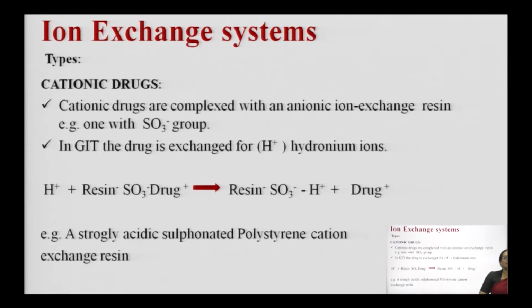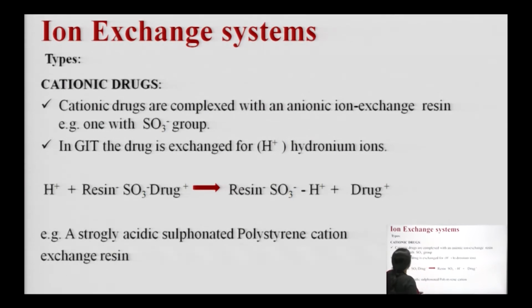Going on to the types of ion exchange systems, we have two different types, because the drugs are also of two types. We have cationic drugs and anionic drugs. For cationic drugs, we will make use of cation exchange resins, which will themselves be anionic in nature. Similarly, for anionic drugs, we will make use of anion exchange resins, such that the resin itself is cationic in nature.